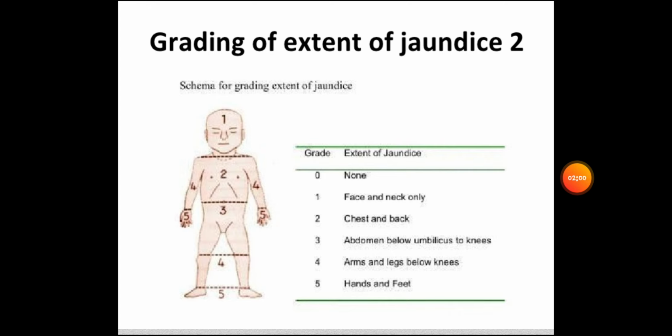And then arms and legs below the knees is 12 to 15 milligrams per deciliter, and affecting the palms and soles of hands and feet is greater than or equal to 15 milligrams per deciliter. So basically that's all about the Kramer staging.